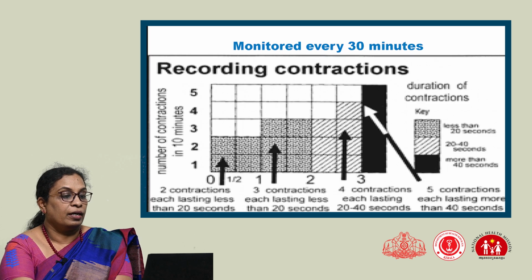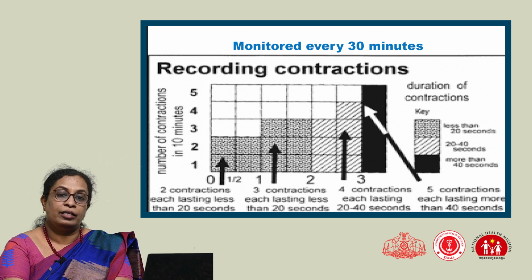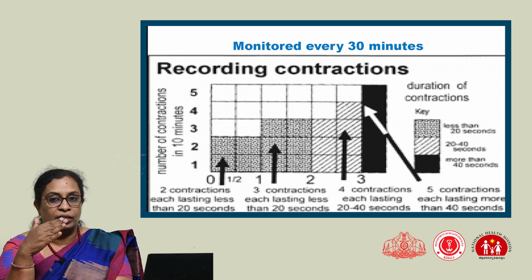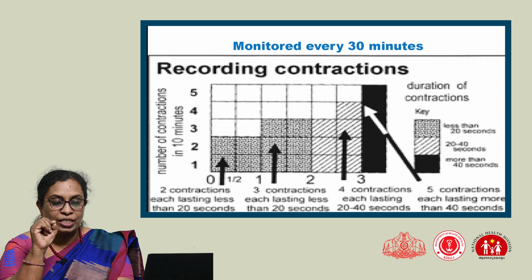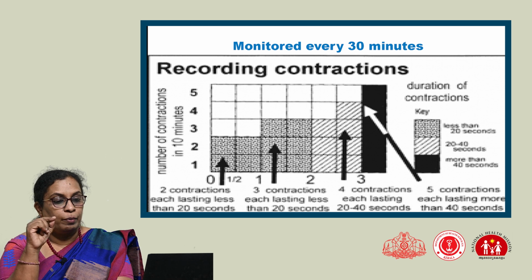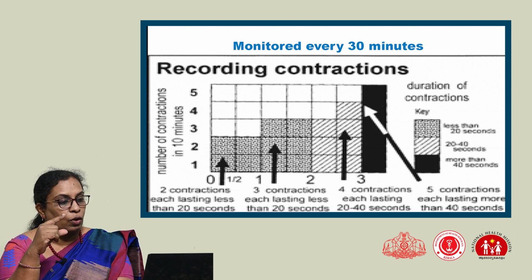Okay, now you can monitor the contractions. Every 10 minutes you monitor how many contractions you are getting and the duration of the contractions. Contractions are taken as less than 20 seconds, 20 to 40 seconds and more than 40 seconds. Less than 20 seconds you plot as dots. Then 20 to 40 seconds you plot as stripes, and more than 40 seconds you darken the space, and each space denotes one contraction, and there are 5 columns, that is in 10 minutes how many contractions you are getting.